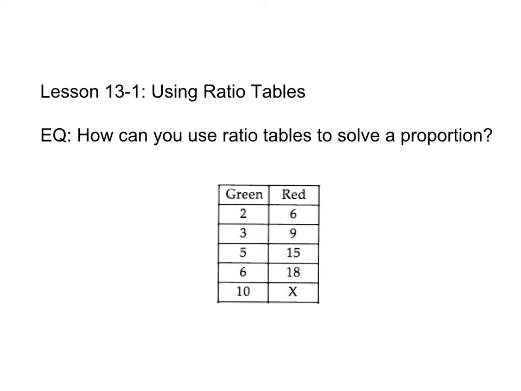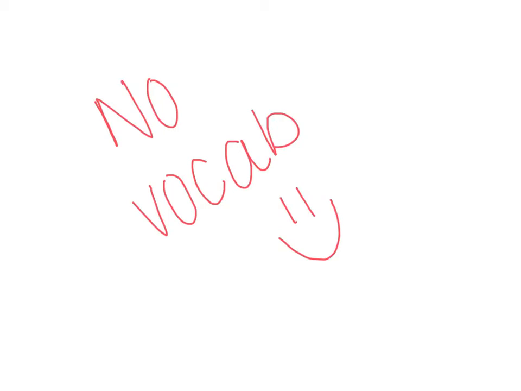This is lesson 13-1, using ratio tables. Our essential question: how can you use ratio tables to solve a proportion? And this is an example of a ratio table. There's no vocab for this lesson.